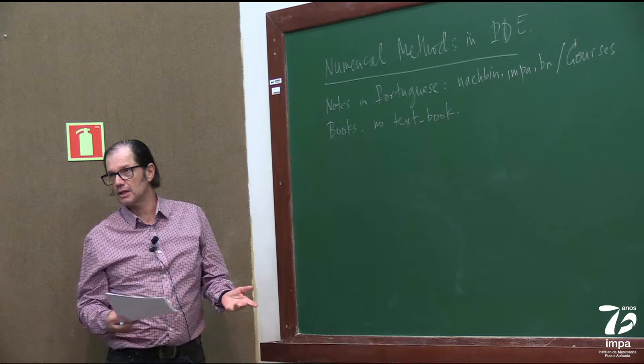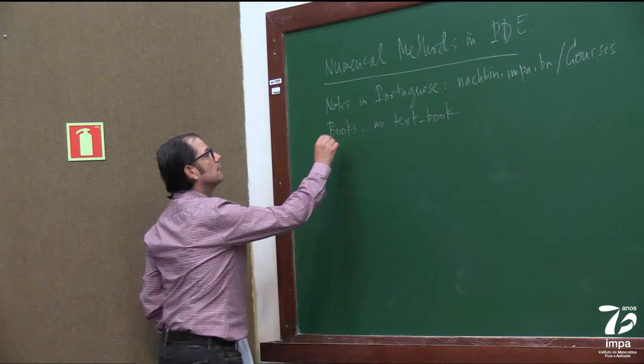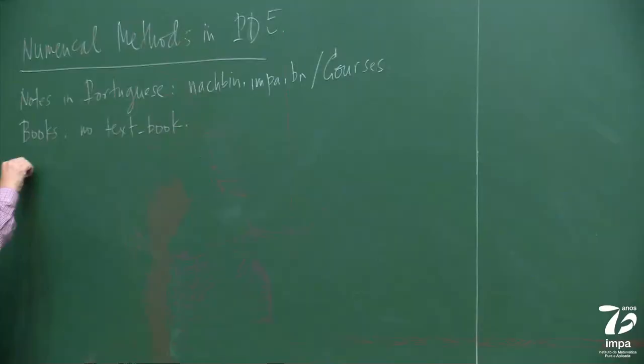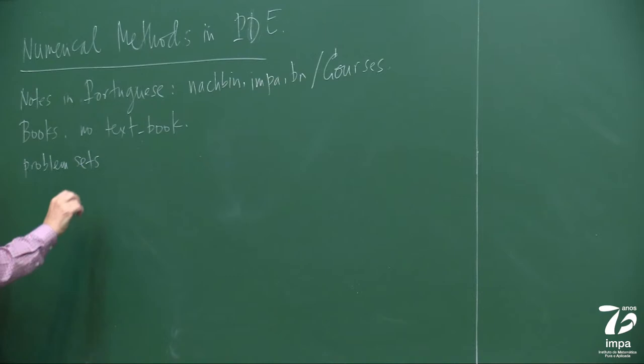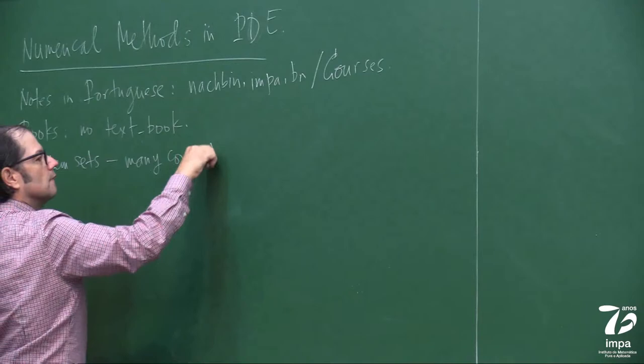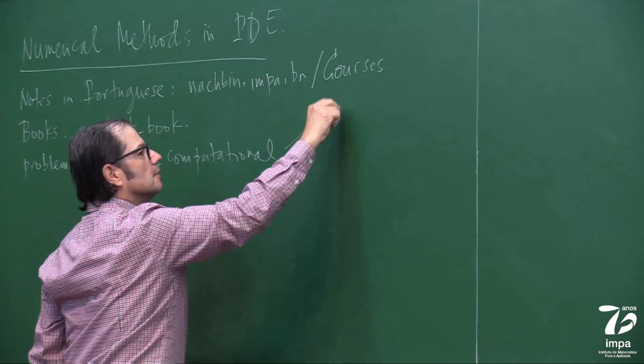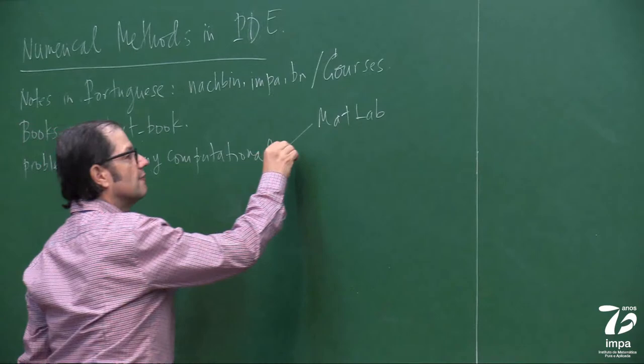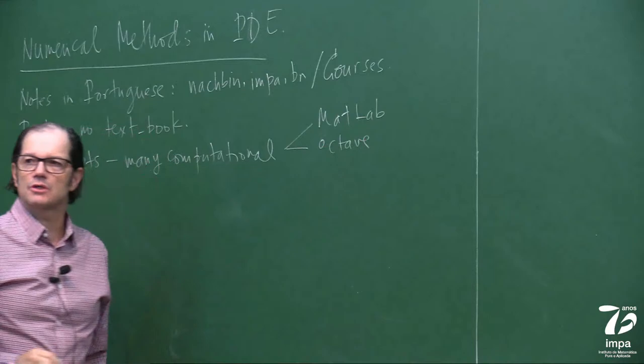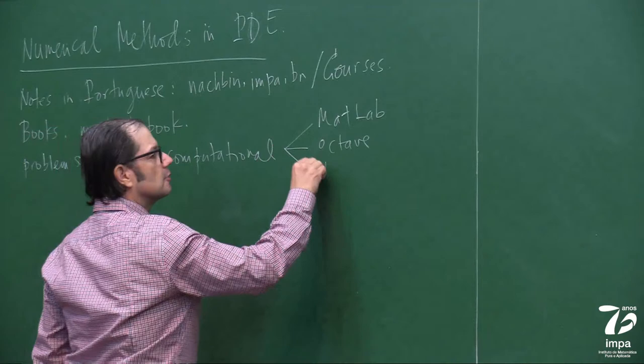So we're going to start. Also, on evaluation in this course, I'm going to give you many problem sets, many computational. Here at IMPA, I can give you instructions, for those who are IMPA students, to use maybe MATLAB, which you can have access to at our lab. Some people can also use Octave if they want, which is similar. There's Julia, which I've never tried. People say it's also good, so I'm going to put it here.